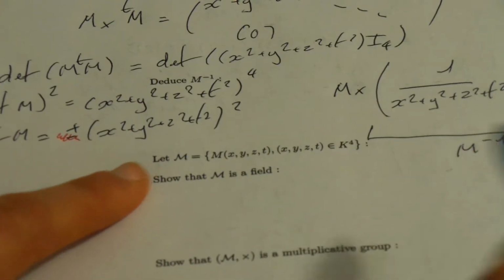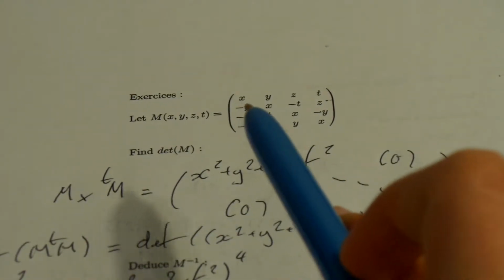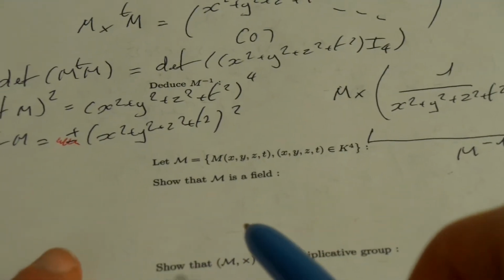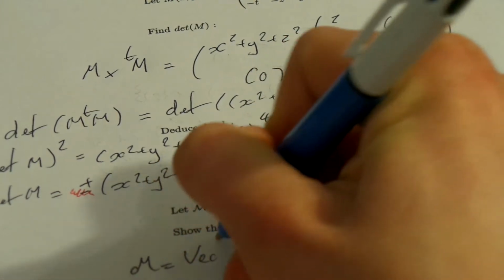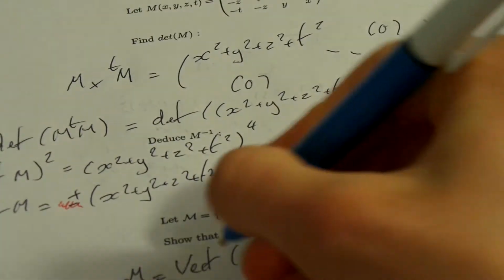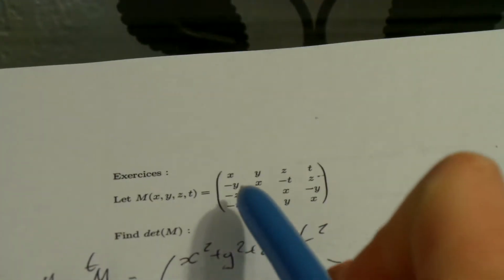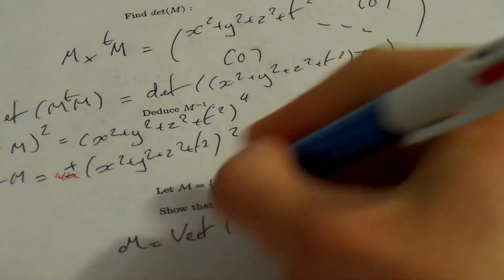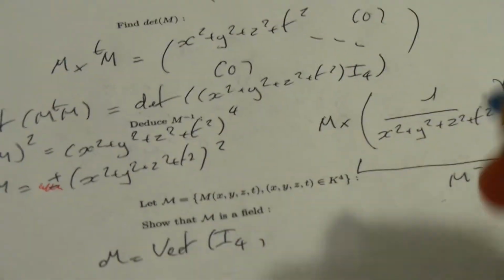So next we're creating a set. M is the set of all matrices of this form for x, y, z, and t values in R or C to the 4. So now we need to show that M is a field. So we can write the set M as a vect of 4 matrices. If we look at the matrix here that we have above, there are x's only on the diagonal, so M is the vect of the diagonal matrix, so the identity matrix for x.